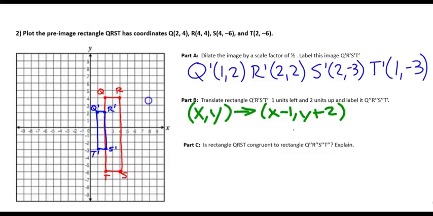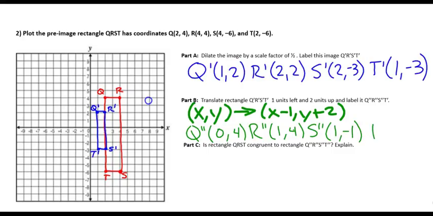Okay, so now I'm going to subtract 1 from all the x values and add 2 to all the y values. So our Q double prime is going to be 1 minus 1 is 0, 2 plus 2 is 4. So it's going to be 0, 4. Then our R double prime is going to be 2 minus 1 is 1, and 2 plus 2 again is 4. So that one's going to be 1, 4. Our S double prime is going to be 2 minus 1, that's 1, and -3 plus 2, that's -1.